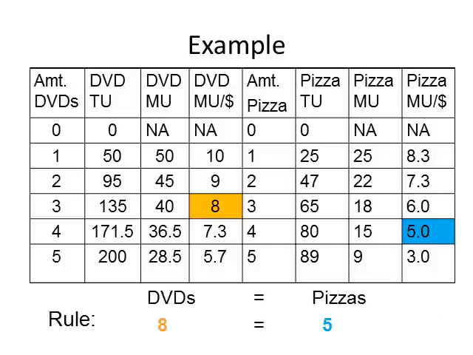Moving down one row of the pizza MU divided by dollar sign column, the DVD MU divided by dollar sign is 8, and the pizza MU divided by dollar sign is 5. And since 8 is not equal to 5, Colleen will choose not to consume at this point. Moving one row down, the pizza MU divided by dollar sign is 3. Since 8 is not equal to 3, Colleen will choose not to consume at this point.